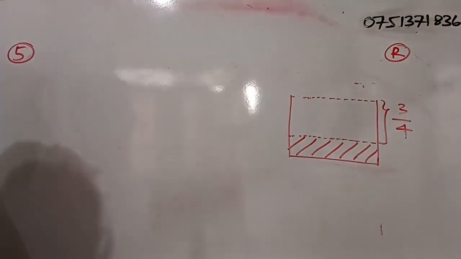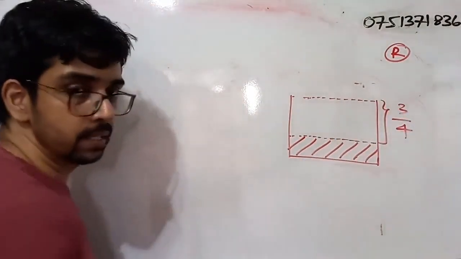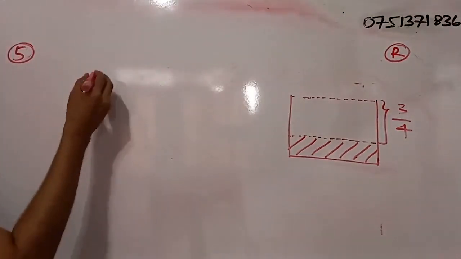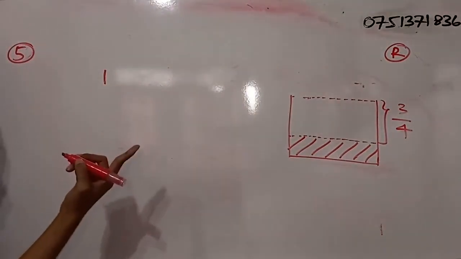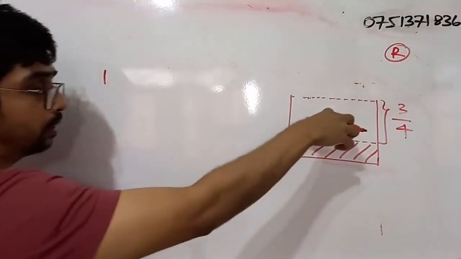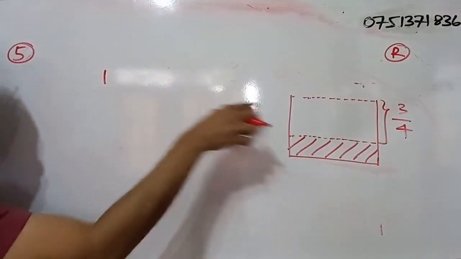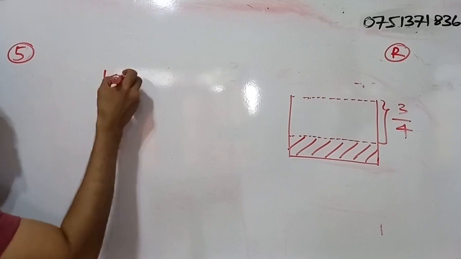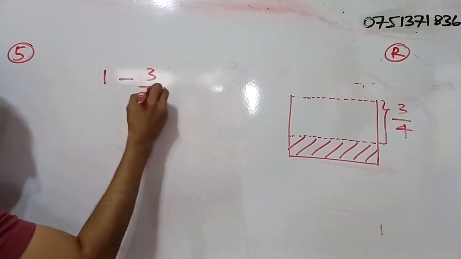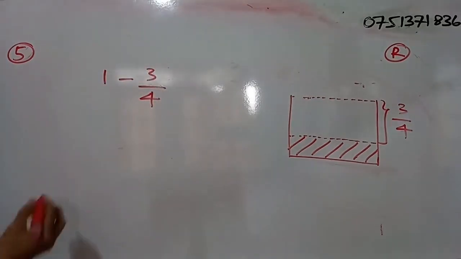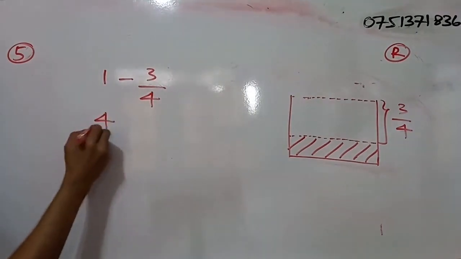3 by 4. Then what is the remaining amount? What do we have to do? From the entire tank, when it was filled, we can take it as 1. So from that, we have to subtract 3/4. So 1 means what? 4 by 4.